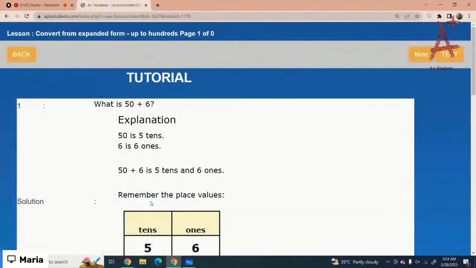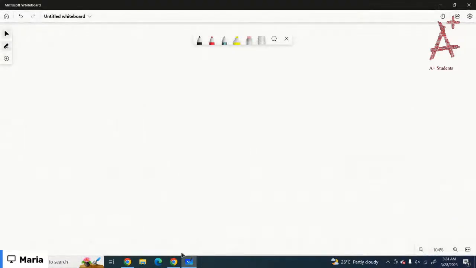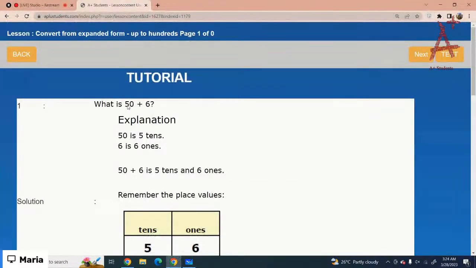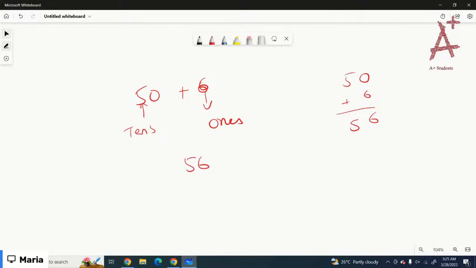Convert from extended form up to hundreds. I know no one completes the lesson after this session. What is 50 plus 6? So you have to write down the digits. Got it? 50 plus 6. You even add them. 0 plus 6 is 6 and here you have 5. Basically that tells you the place value. When you have just one digit, that means this is the digit at the ones position. And this tells you that this must be the digit at the tens position. So it would be 56. Got it? Either you can add or you can write. Just understand the place value chart. Both methods are easy. Got it?